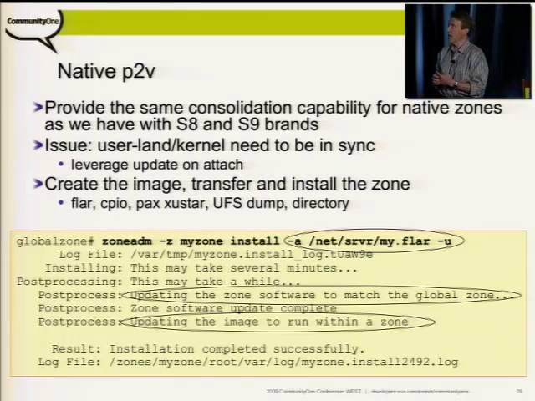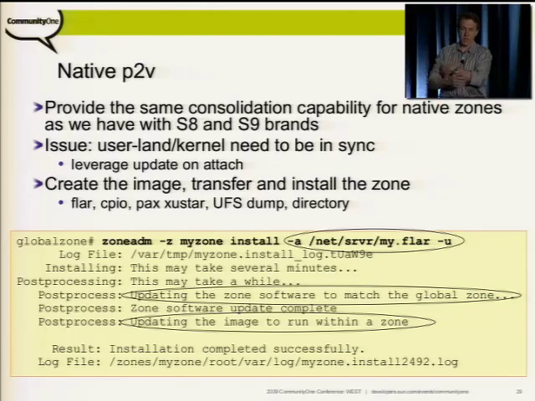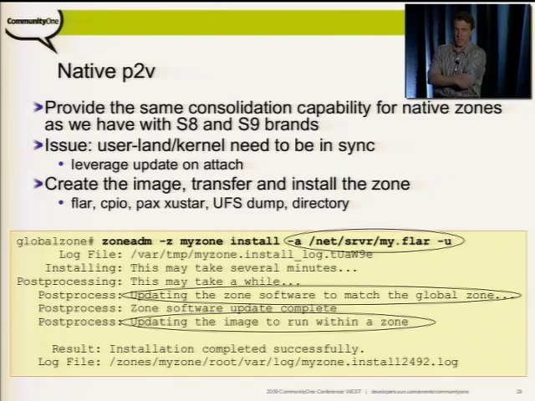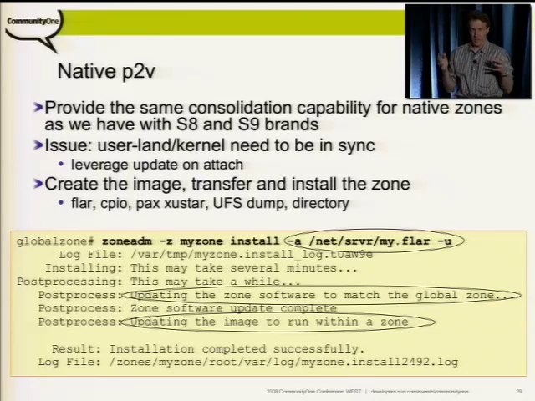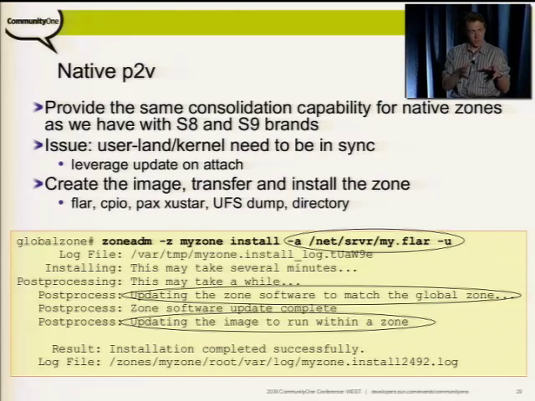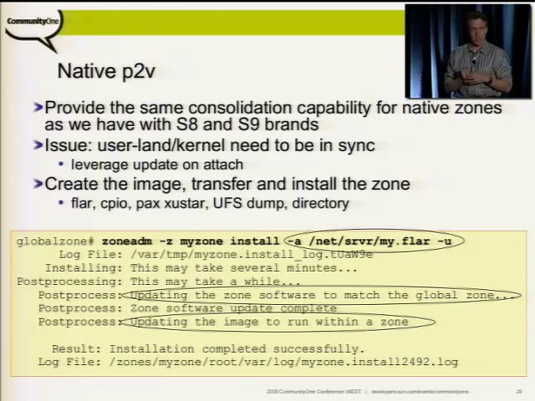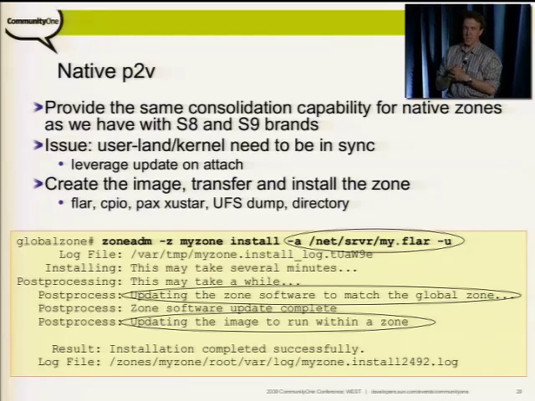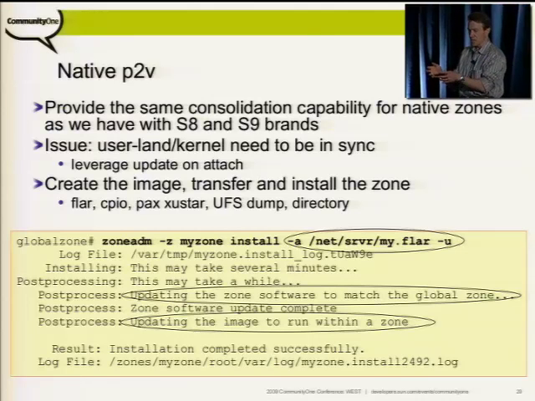So moving on, P2V. This was one of the things that we developed when we were doing the Solaris 8 and Solaris 9 brands. And so the logical thing there is let's generalize that capability so that we can do physical to virtual for native zones, just like we could do with the Solaris 8 and Solaris 9 brands. So really the only limitation there is that we need to keep that image in sync. So when you take that physical system and bring it into a zone, it has to match what is running in the global zone as far as the kernel.